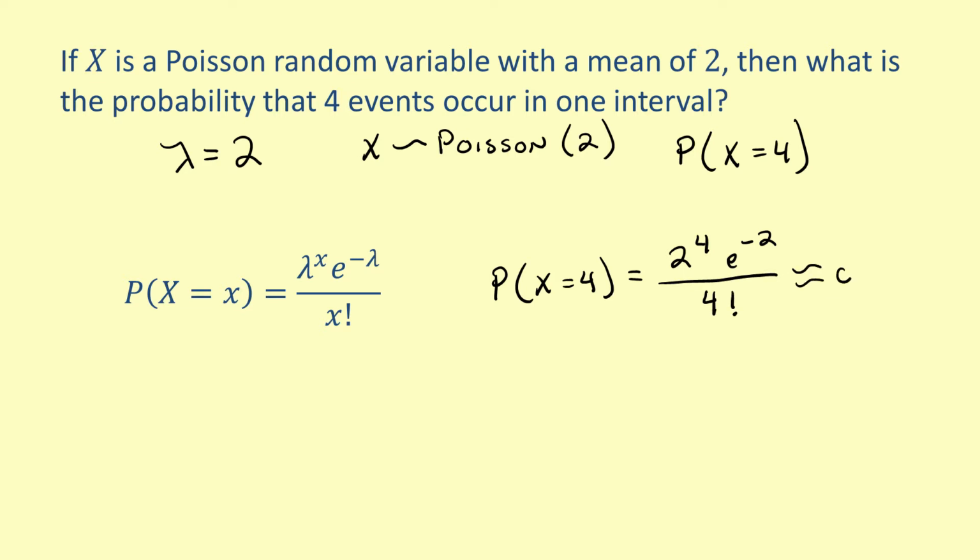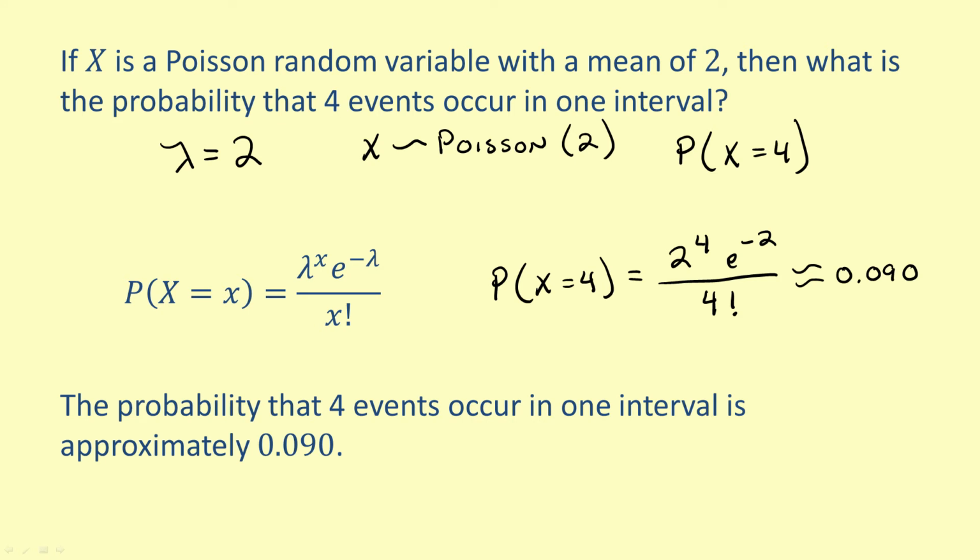Evaluating gives 0.090. Therefore, we can say that the probability of 4 events occurring in one interval is approximately 0.090.